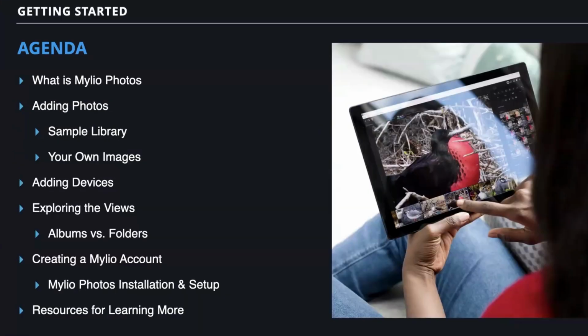We're going to go over what is Mylio Photos. We're going to actually add some photos from a sample library, which is a great place to start out when you're first installing Mylio Photos. We'll talk about adding some of your own images, also how to add devices. We'll be exploring some views. In fact, I'm going to give you a sneak peek at the new release that's coming up. I don't have the exact date, but it's super soon. We're very excited about it. So we'll take a look at some views and some new views.